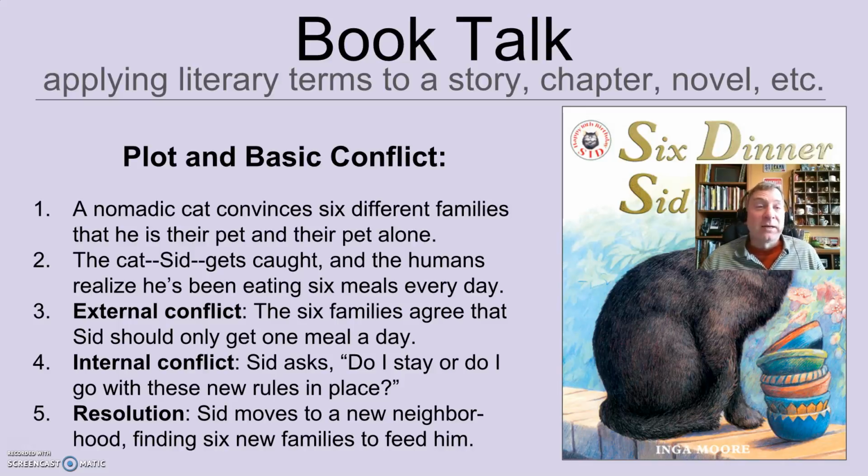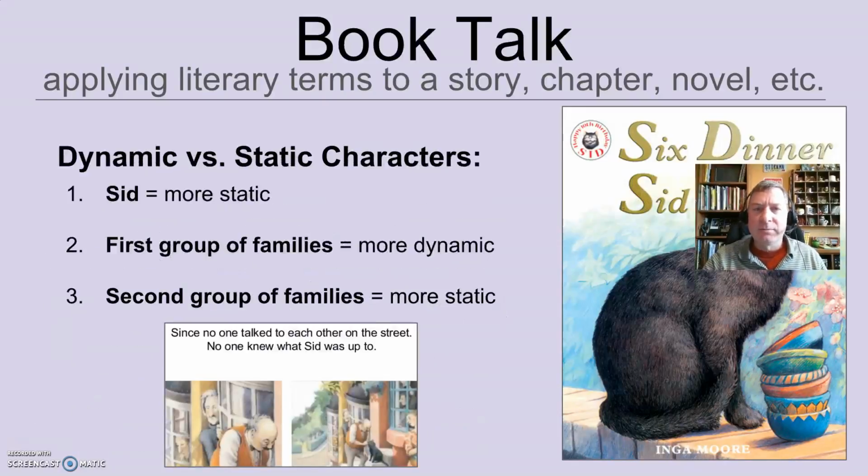There's an external conflict. Does he go along with this new rule? Should he only get 1 meal a day? And that leads to an internal conflict. Do I stay? Sid asks. Do I go? And ultimately, sorry, spoiler alert, Sid decides to go. And in the resolution, he ends up finding a better place where the 6 neighbors talk to each other, and they decide, you know what? If the cat wants 6 dinners a day, let him have 6 dinners a day. That's the basic story of Six-Dinner-Sid by Inga Moore.